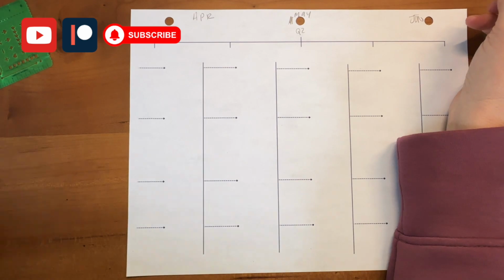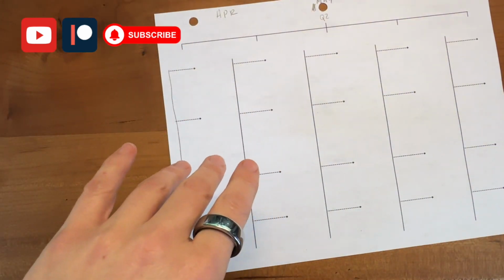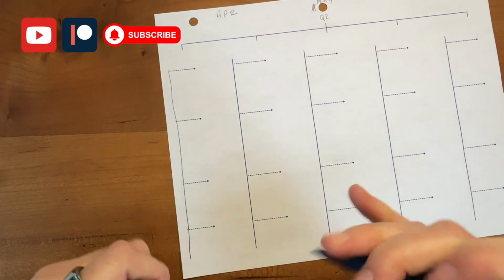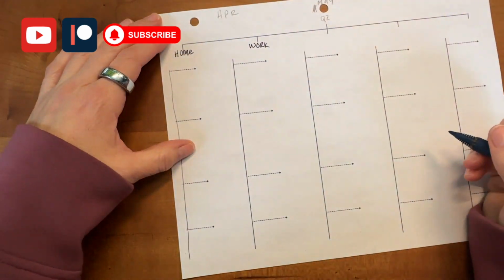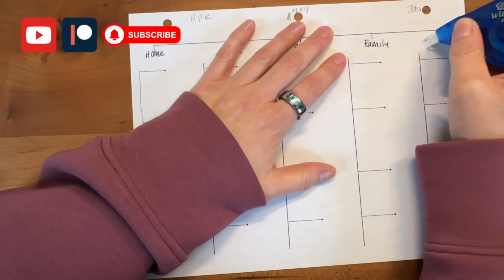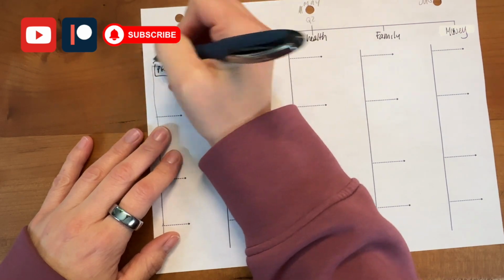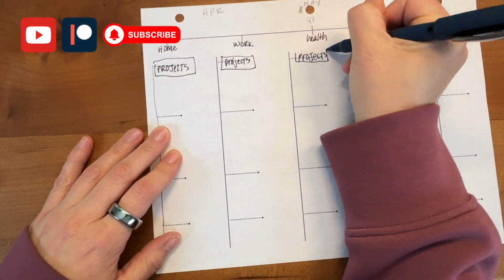I'm here to walk you through how I'm figuring out my Q2 planning. So I just took one of my ecosystem templates and I wrote Q2 at the top, because that's what I'm trying to figure out.